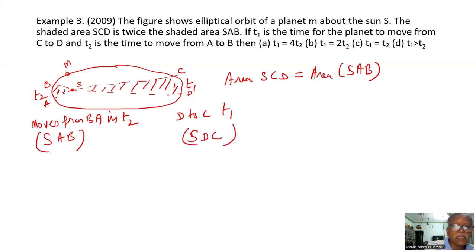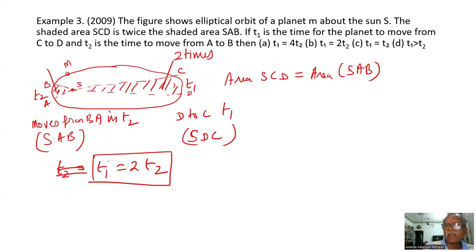The area SDC is twice. Therefore T1 must be 2 times T2. If you compare this area, it is 2 times higher. Therefore, T1 equals 2 times T2. B is the answer.